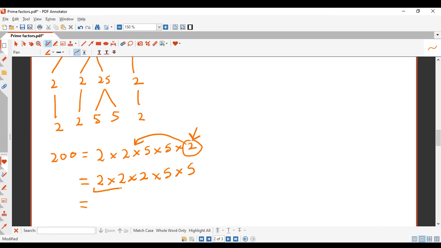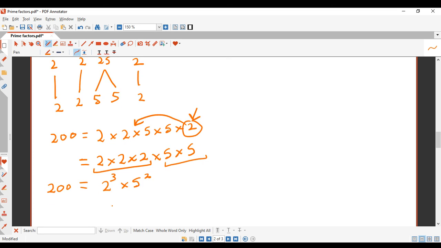Now using index notation, 2 times 2 times 2 is 2 to the power 3. Then multiply. And then 5 times 5 is 5 to the power 2. So you can see there I've written 200 as a product of its prime factors in index form. 200 equals 2 cubed times 5 squared.